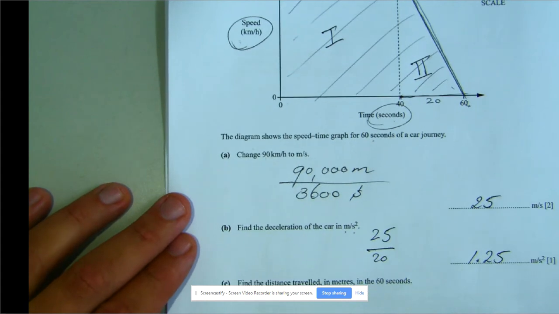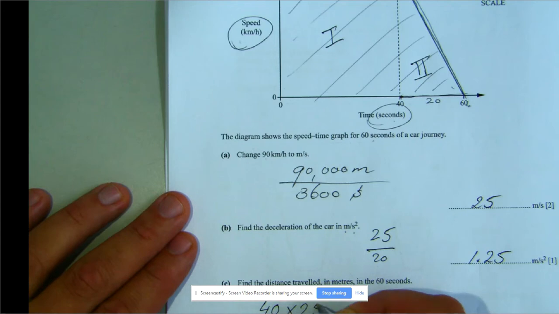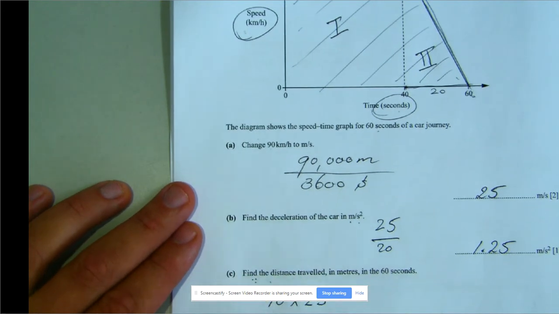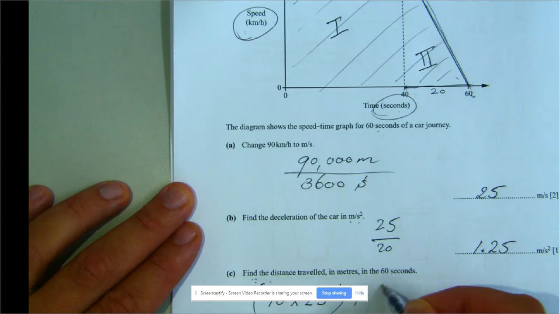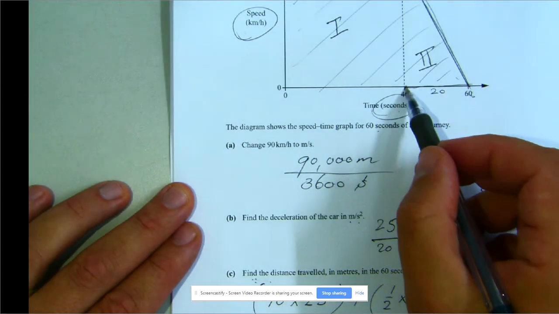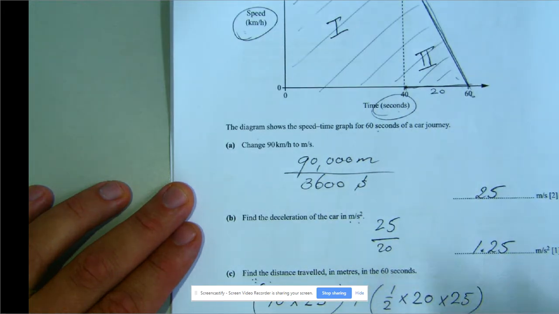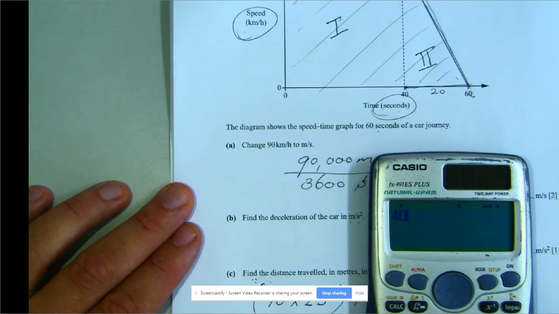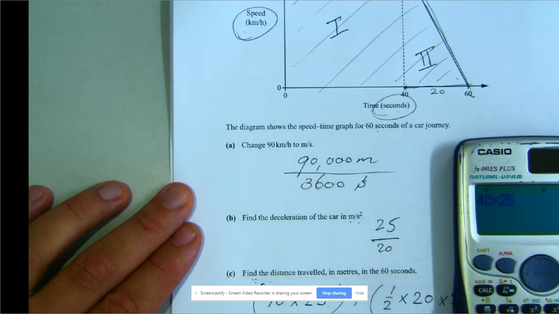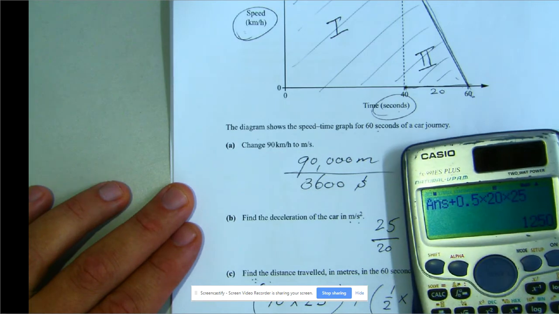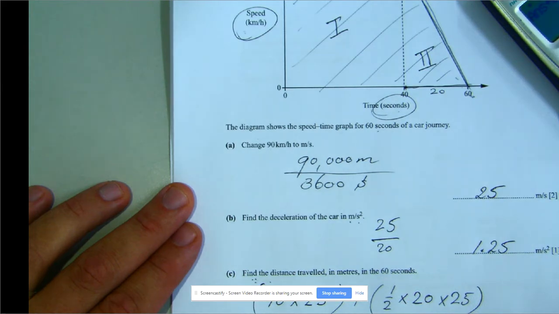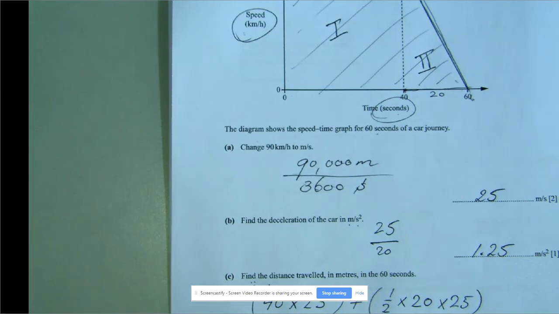So the rectangle will be base 40 times height. Again, that 25, not the 90, because the units need to be the same, plus the triangle, half times base 20, so from 40 to 60, that's a base of 20, times 25, which is the height. 40 times 25 plus half times 20 times 25, 1,250. There we go. Good, moving on, we're almost done.